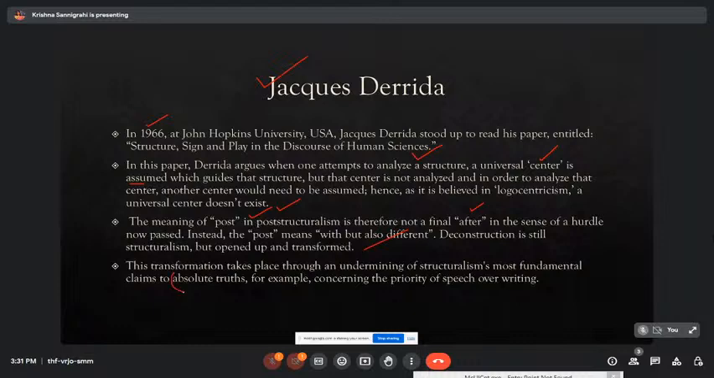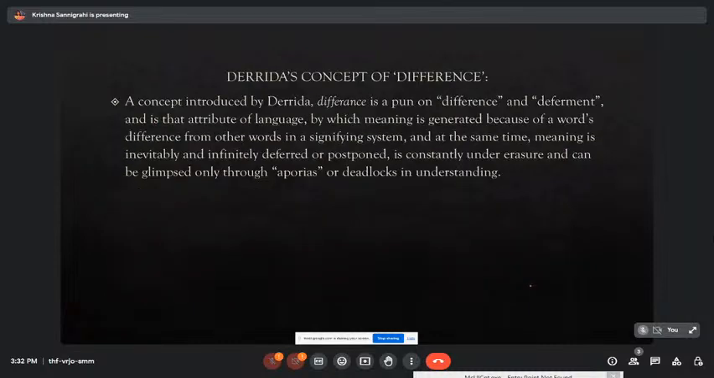What claims? Claims to absolute truths concerning the priority of speech over writing. So this is one example. There were certain fundamental claims made by structuralism, which were later questioned by the post-structuralists. One of the important concepts is Derrida's concept of différance. It was introduced by Derrida as différance, that is basically difference and deferment together. So we are discussing the concept of différance, which is a mixture of difference and deferment.